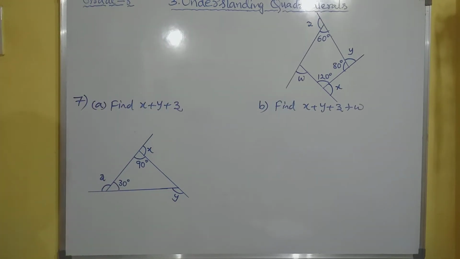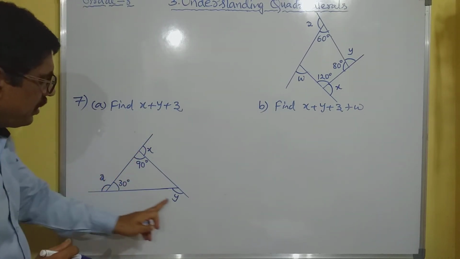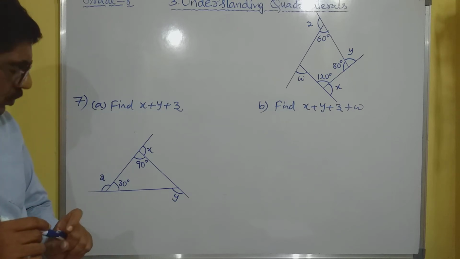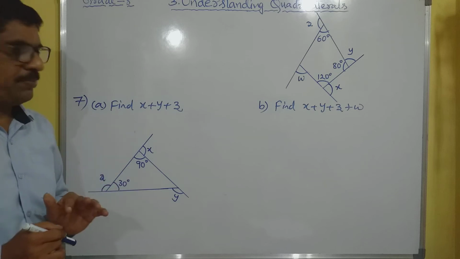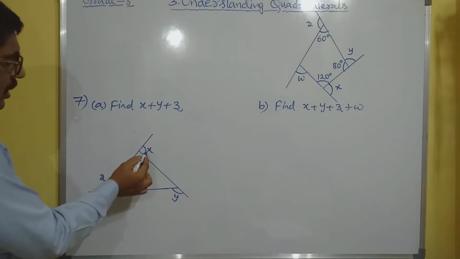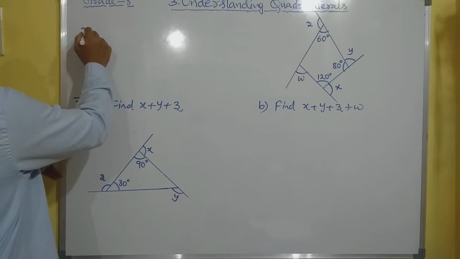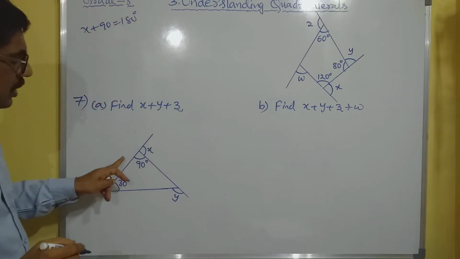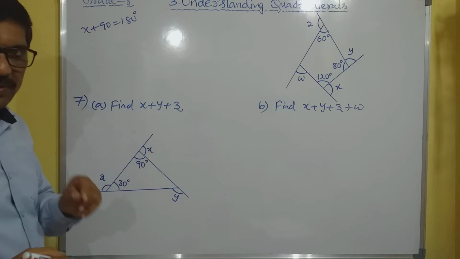Now, look at the seventh problem. We need to find x plus y plus z of this figure. Okay. So, here we can use the linear pair concept. Here, what is x and 90? Let us do it in the rough work. x plus 90 must be 180. Why? Because these are adjacent angles on a straight line. They are a linear pair. We discussed that point already.